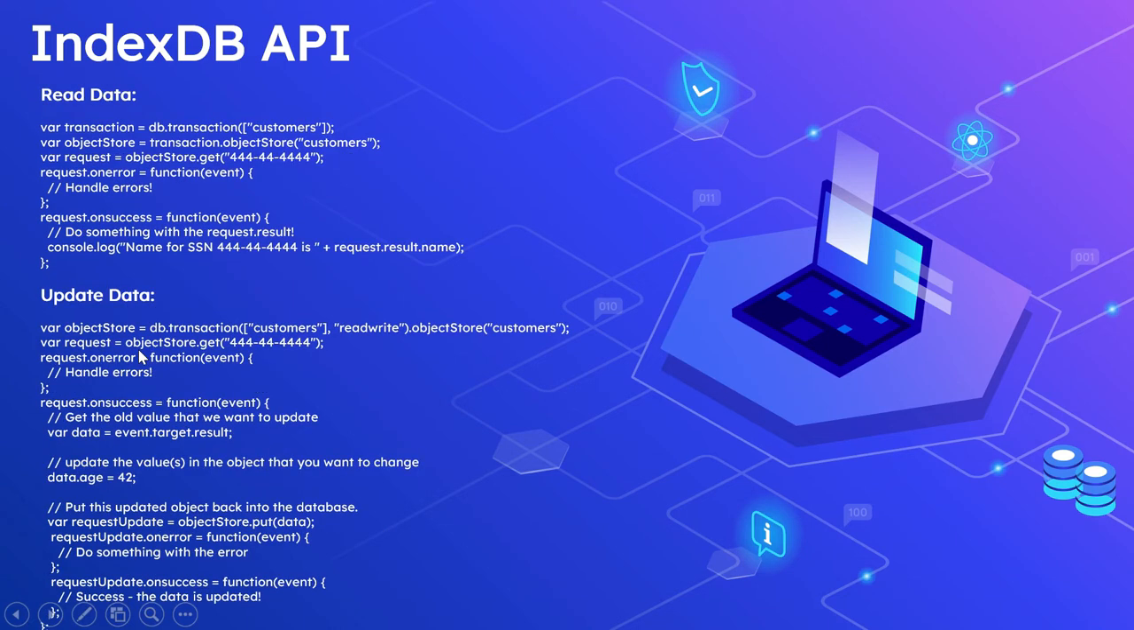The next one is read data. Again get the transaction. Here no mode is specified, so the default one, readonly, will be used. Then get the object store. Then use the objectStore.get method with the object key to get the specified object data. The onerror and onsuccess handlers can be used to process the error and success scenarios.